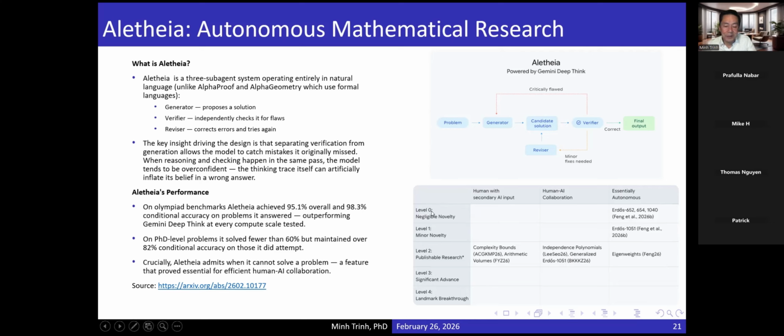So here they use it in terms of novelty. Level 0 is negligible novelty, and level 1 is minor novelty. Level 2 is not that novel, but it's publishable. Some venue will publish your paper, right? So they found that as of today, Aletheia is at that level of research, publishable research, I guess.